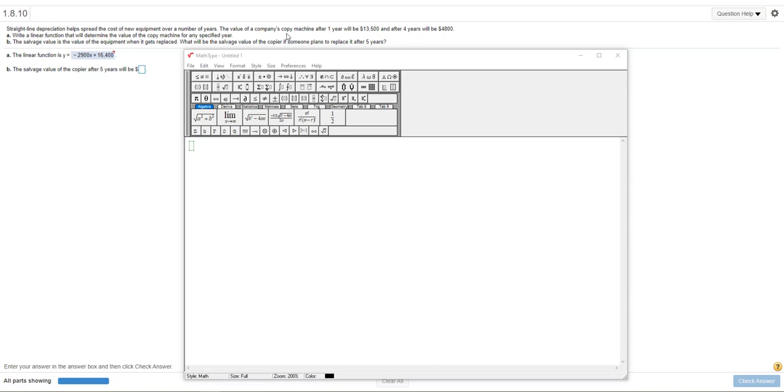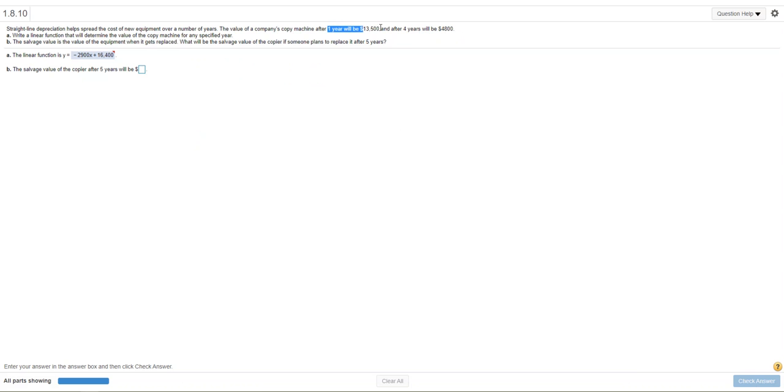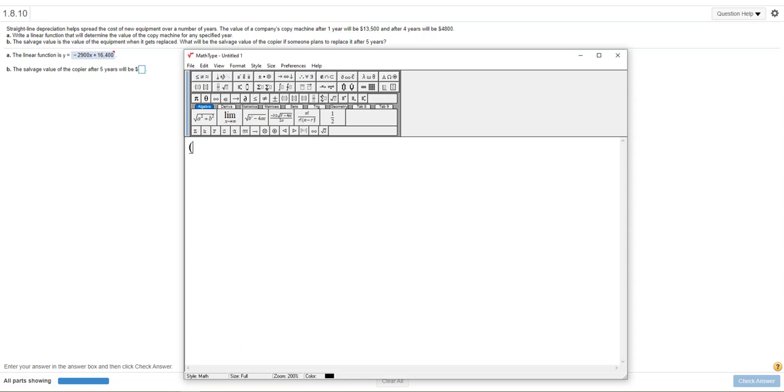The company's copy machine will value, after 1 year, its value will be $13,500. After 4 years, it will be $4,800. So we want a linear function. Okay, so what I notice here is that I have information that groups, that's ordered pairs, really, 1 year value and then the 4 year value. So I'm going to use this here to type my information.